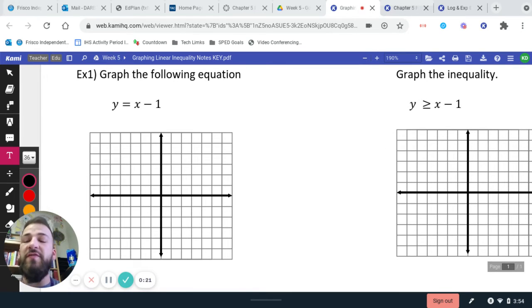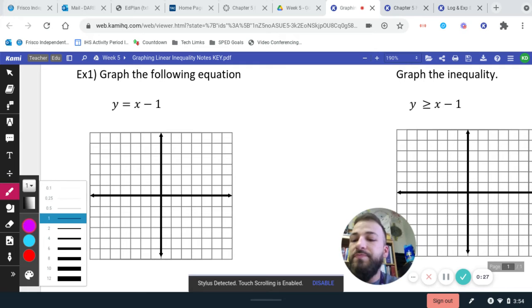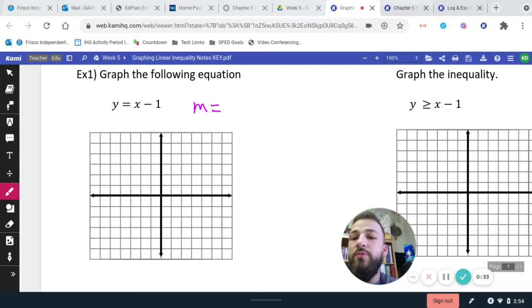Example 1, we're going to graph the following equation: y is equal to x minus 1. So remember, for graphing a linear equation, we need to label two things, our slope and our y-intercept. Our slope in this case would be equal to the number in front of x, which is just 1. Sometimes we're lazy and we don't write it. And then our y-intercept is, of course, the number after x, which is -1. So b is equal to -1.